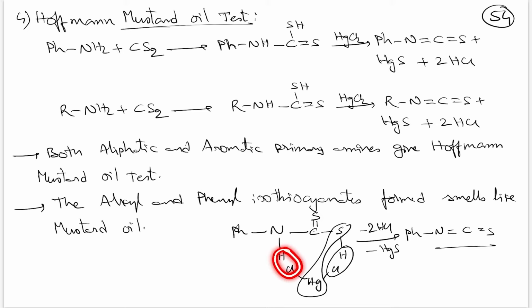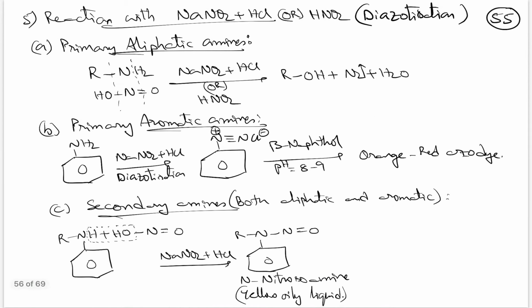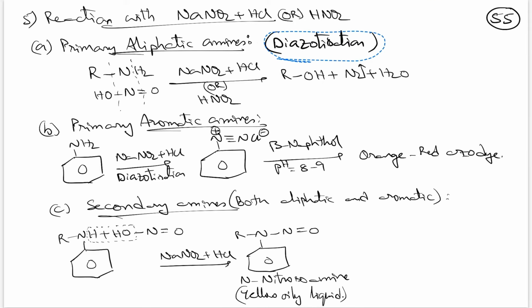Okay, so there will be elimination of HCl from here and here, and then there will be elimination of HgS as a precipitate, resulting in the formation of phenyl isothiocyanate. The next reaction is the reaction with NaNO2 plus HCl, that is HNO2, nitrous acid. Simply it is a diazotization reaction with primary amines.